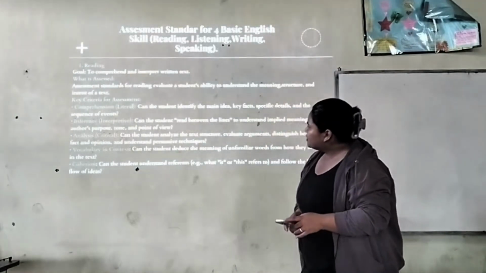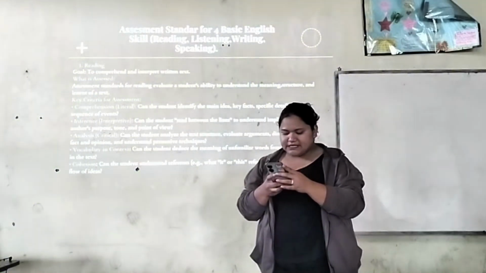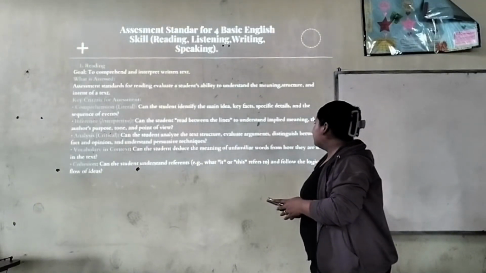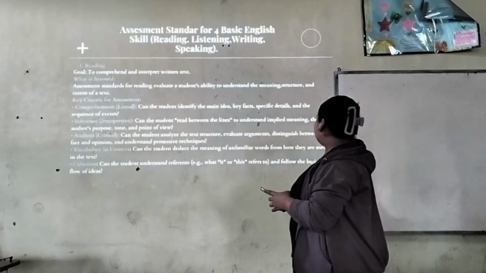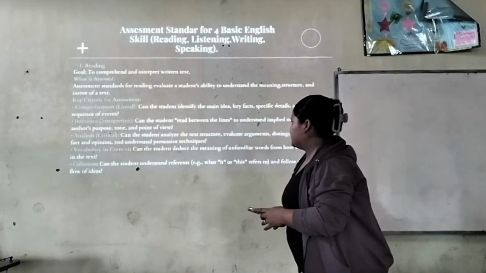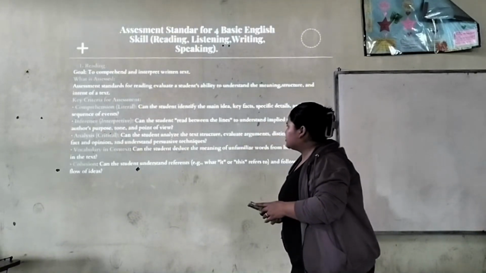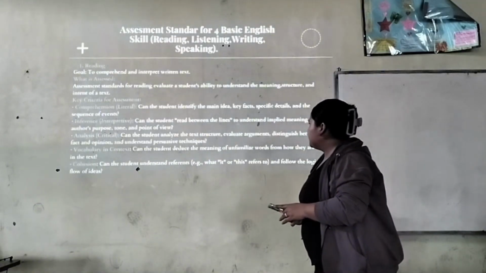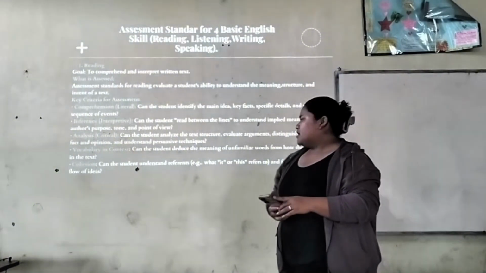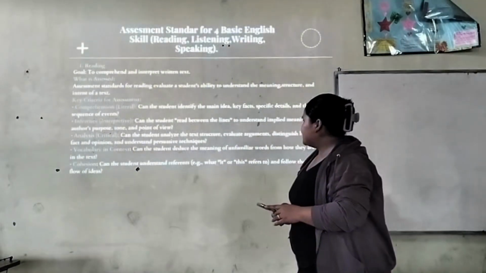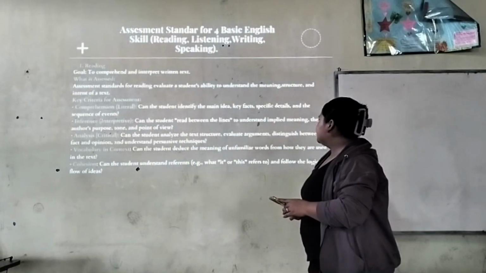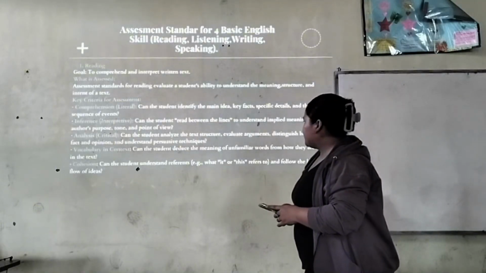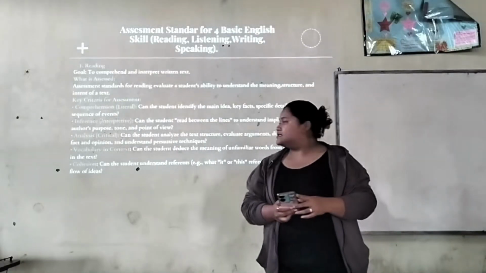The key criteria of assessment. The first is comprehension. It's all about understanding. Can the student identify the main idea, key facts, specific details, and the sequence of events? The second is inference, or interpreting. Can the student read between the lines to understand the implied meaning, the author's purpose, thought, and point of view? The third is analysis.